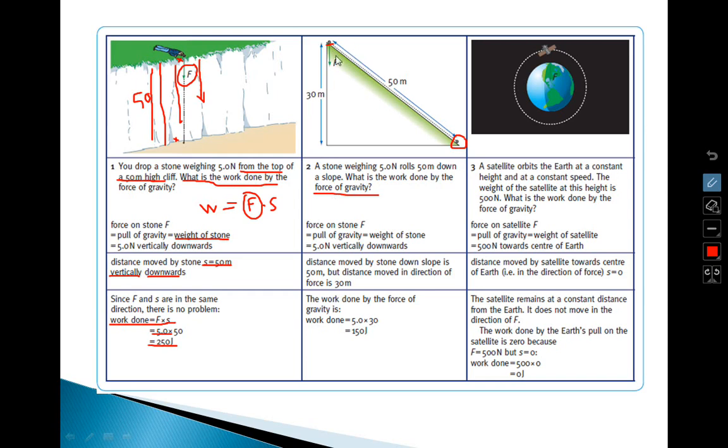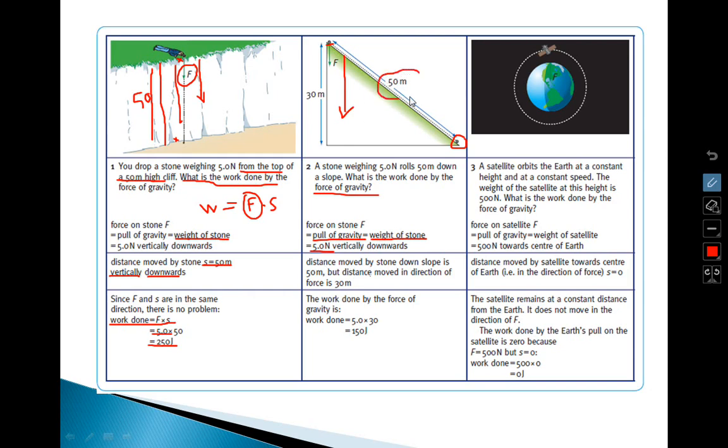So where is the force of gravity on this? The force of gravity is vertical downwards. The effect of gravity is in a vertical way downwards. So force on the stone F is equal to what? Same as the previous one, pull of gravity, which is exactly the weight of the stone, which is equal to 5 Newton vertically downwards.